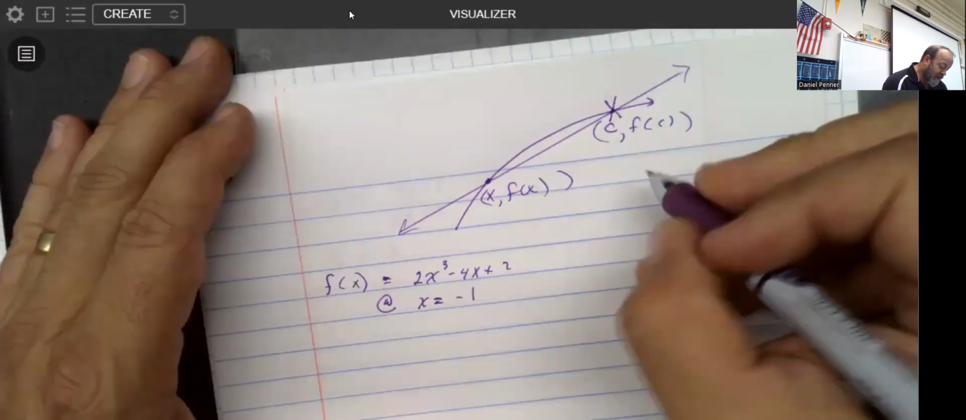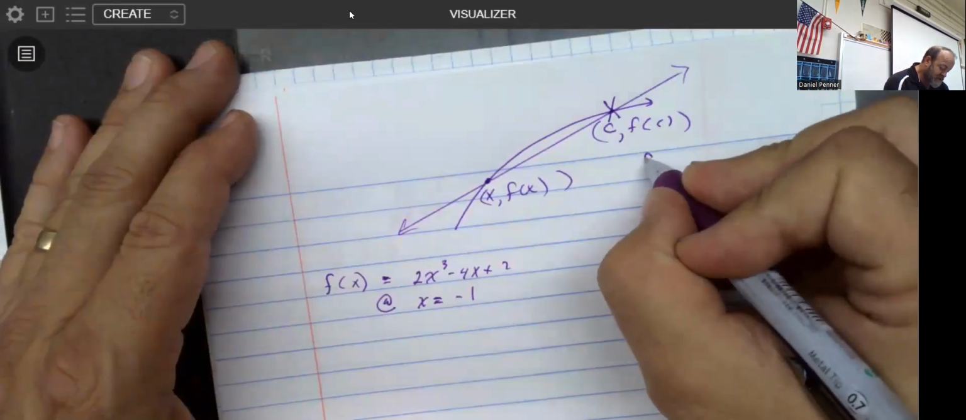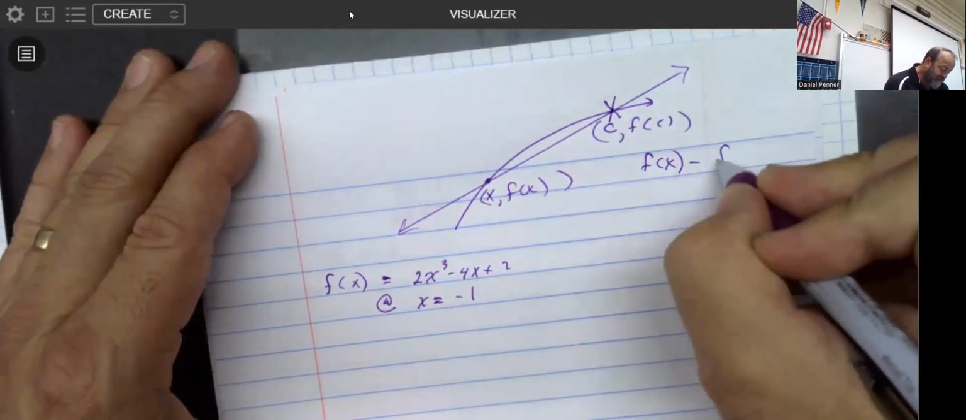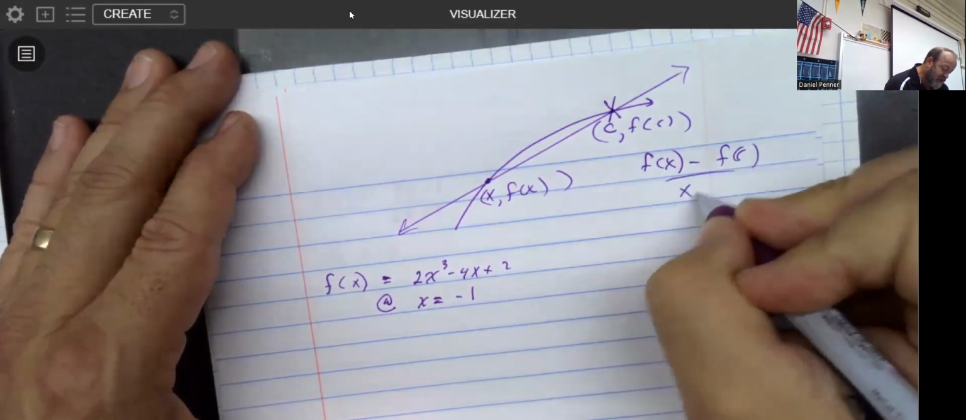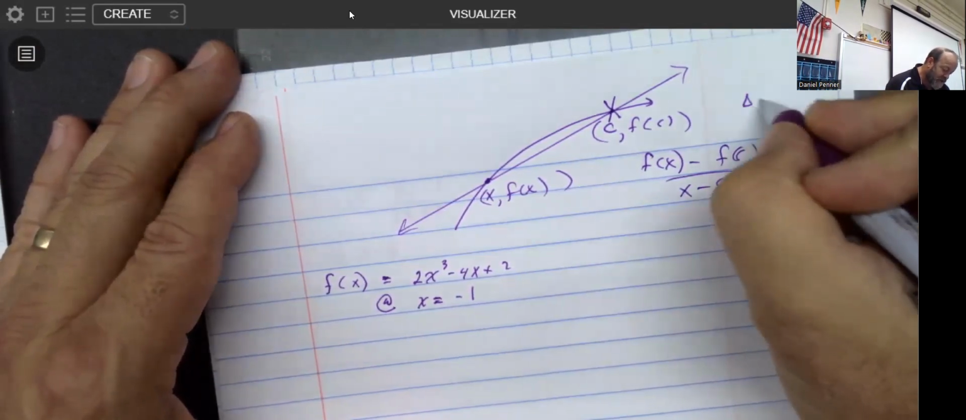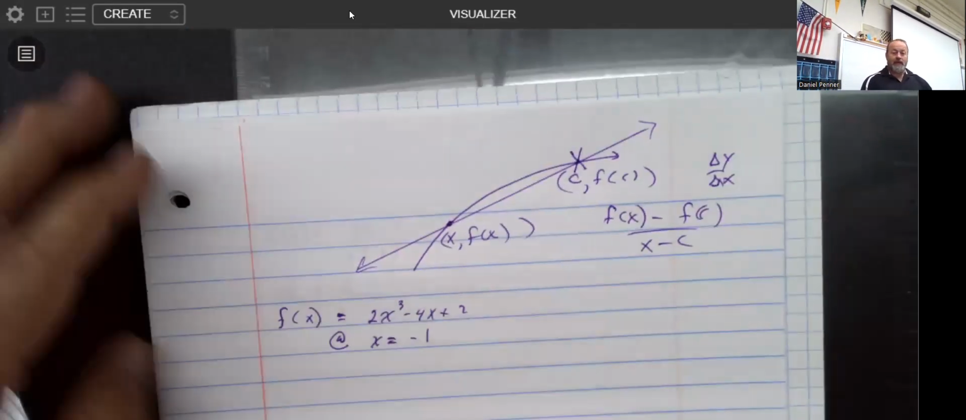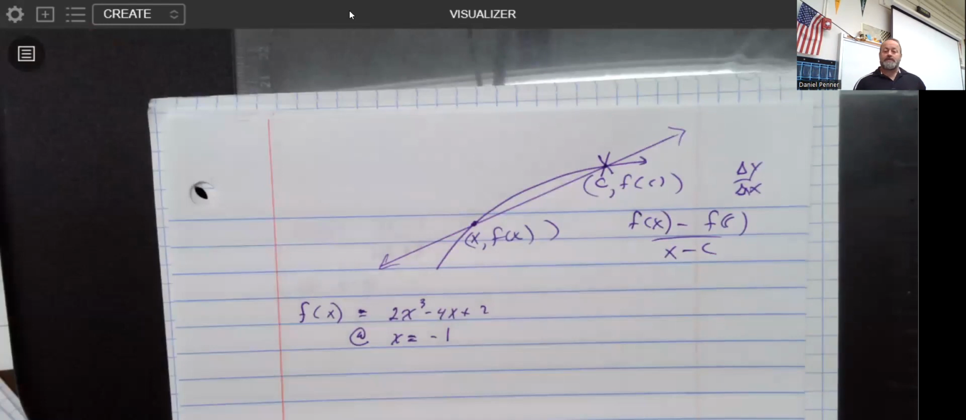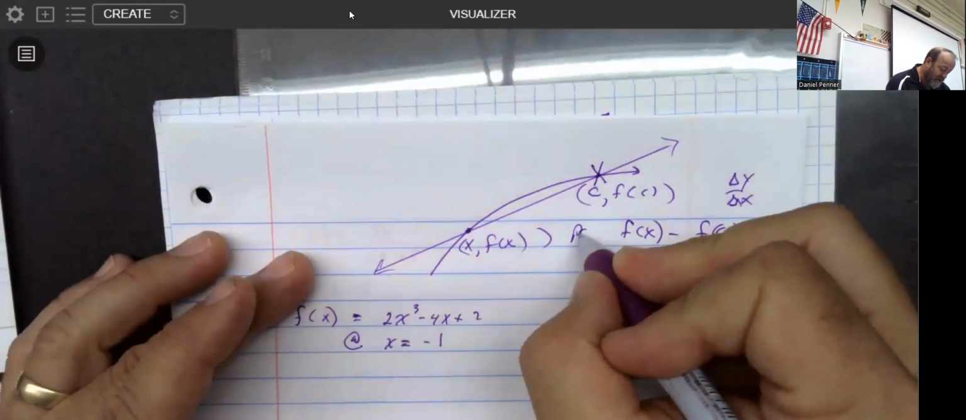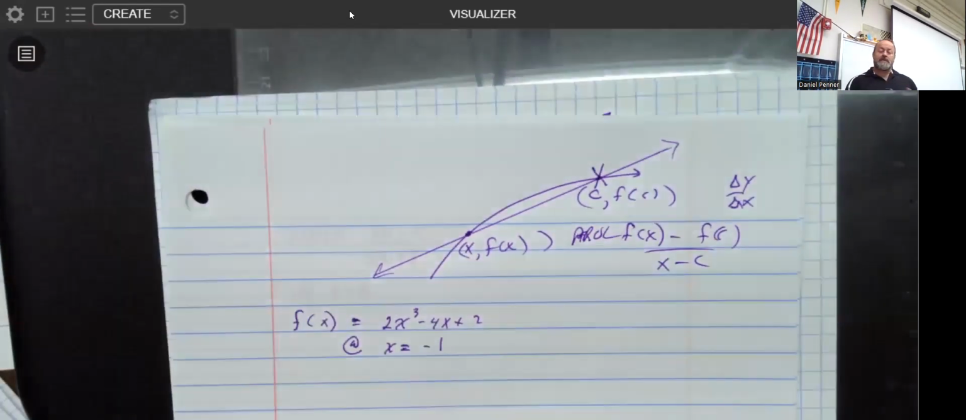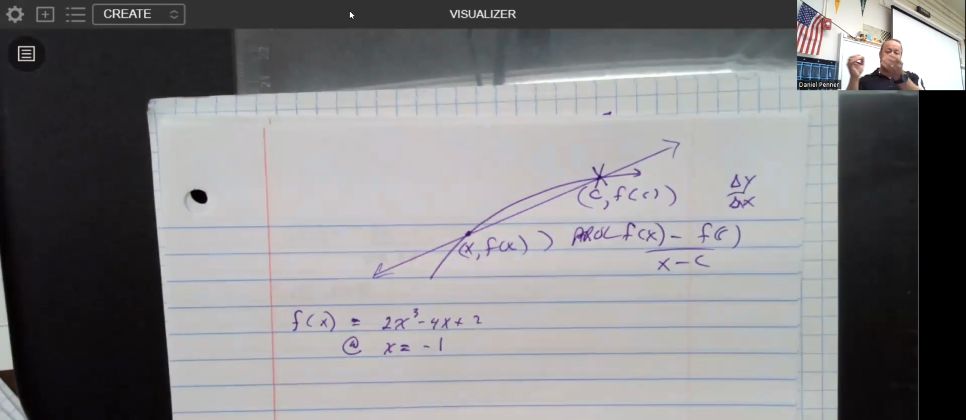If you took f of x minus f of c all over x minus c, that is my delta y over delta x. That's my rise over my run. That would be the slope of this particular curve coming around that value. Now, this would be what we call AROC, or the average rate of change, meaning c is anchored, but x is allowed to move. So I could find the slope between c and any other value on the curve.